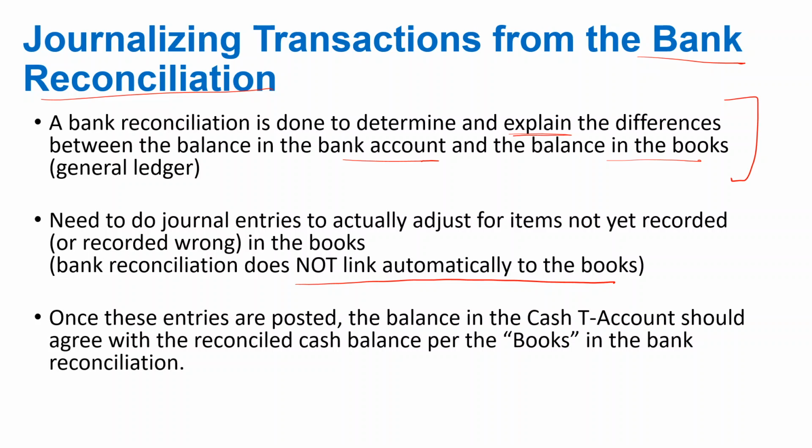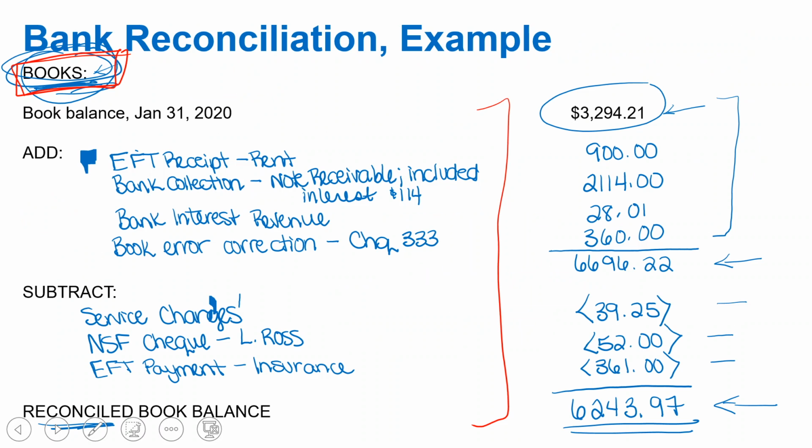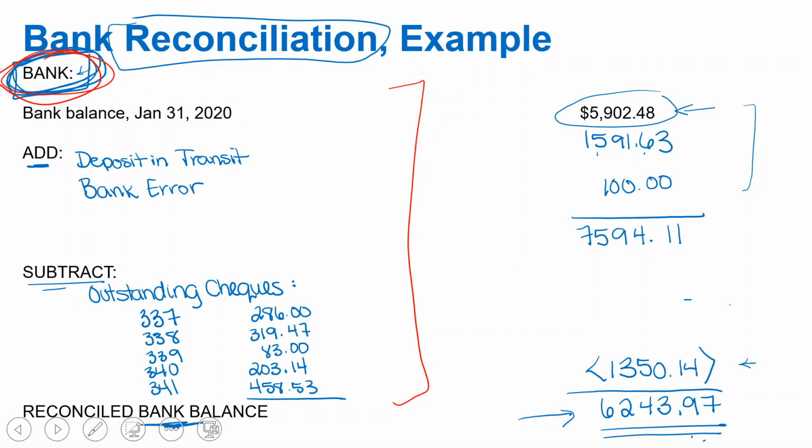Because of that, because it's not automatically done, we actually need to record journal entries to adjust for the items that are not yet recorded in the books or that were recorded wrong. So anything that was on the bank side of our bank reconciliation, remember this has already been recorded in the accounting records. It just hasn't hit the bank statement yet. So there's no entries that need to be done for this side.